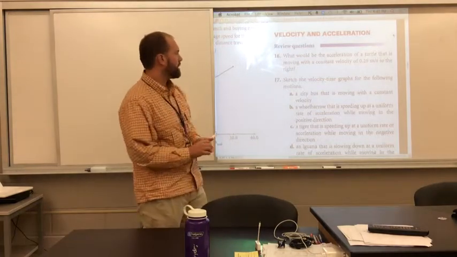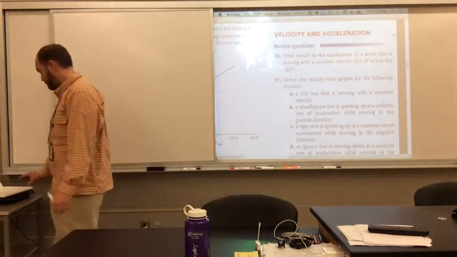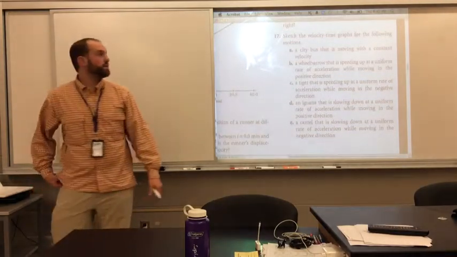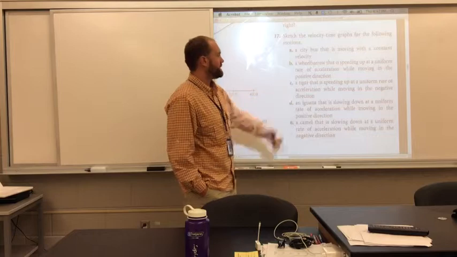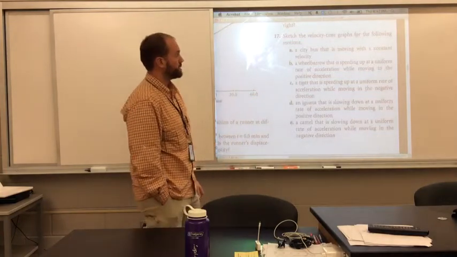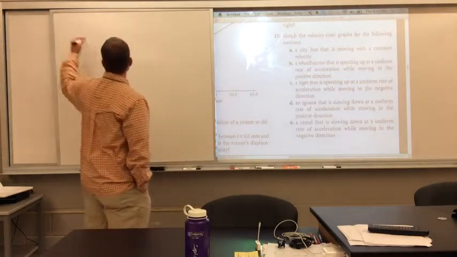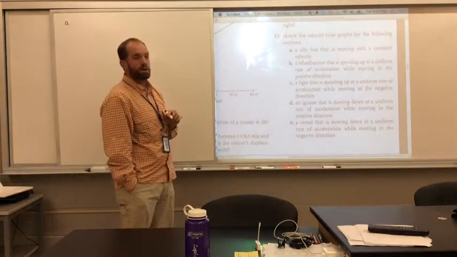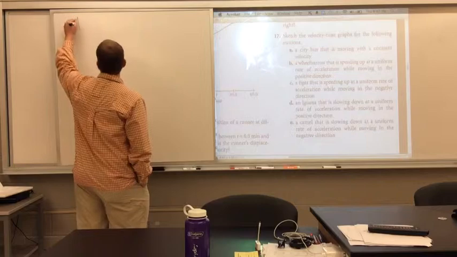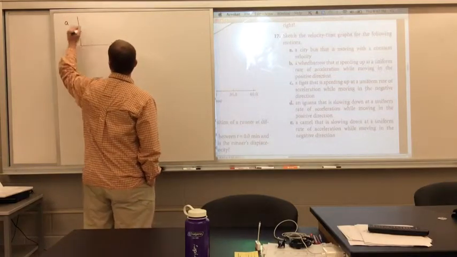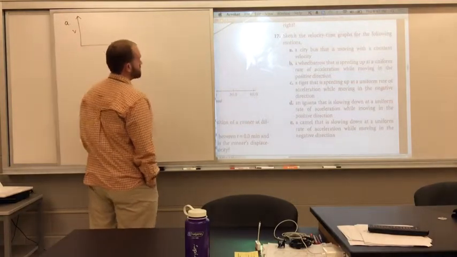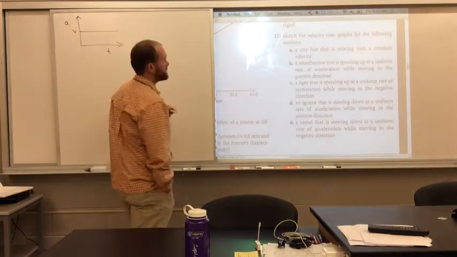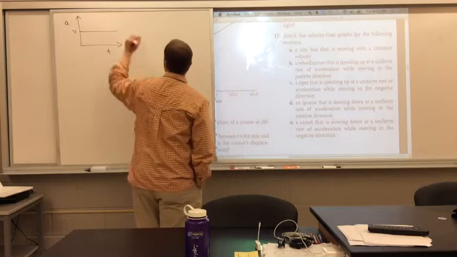Sketch velocity time graphs for the following motions. It's important to remember that these are velocity time graphs now, not position versus time graphs. So here's a velocity time graph. Start with A. For a city bus moving with a constant velocity. Your time is always on the x-axis, the velocity is on the y-axis, and it would just be a flat line. It says constant velocity.